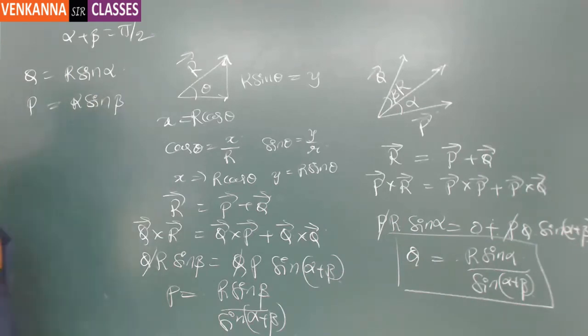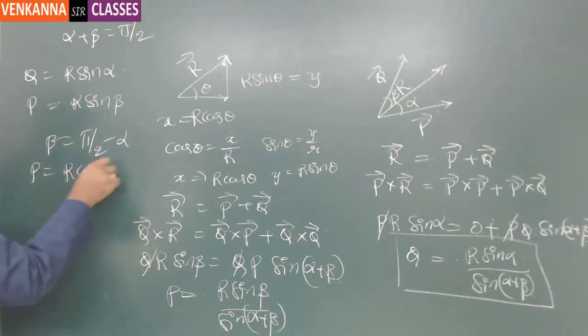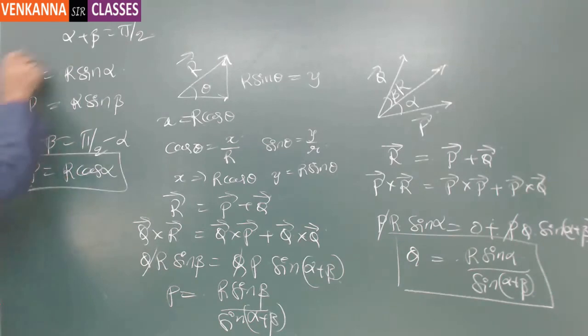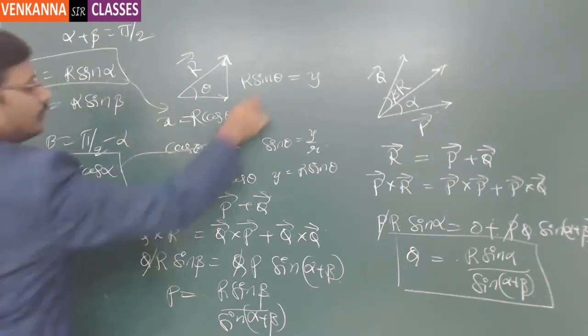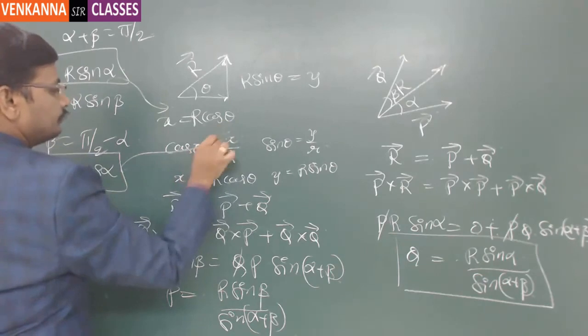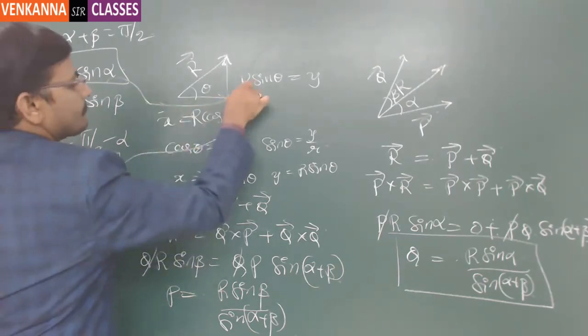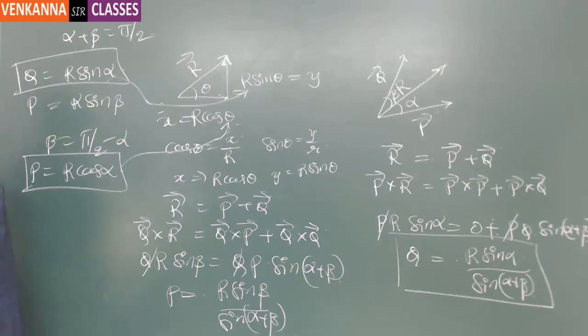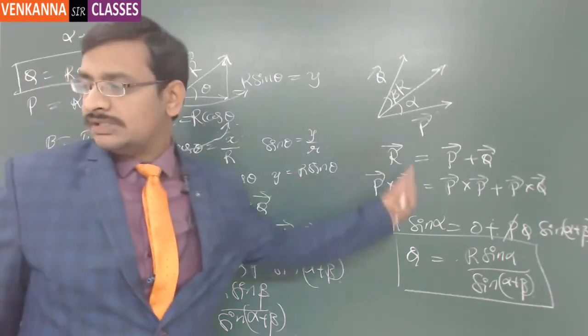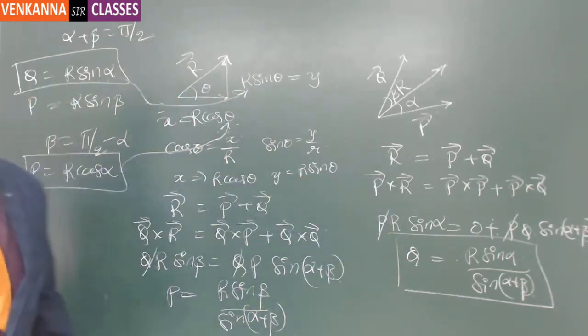If alpha plus beta equals 90 degrees, then beta can be replaced by pi by 2 minus alpha, because alpha plus beta is equal to pi by 2. Now if you replace it here, sin of pi by 2 minus alpha is cos alpha. So p is equal to r cos alpha. This is how we have divided the vector into the horizontal component and the vertical component. Got it? This is one particular case, and this is the general case. Fine, you can note this down.